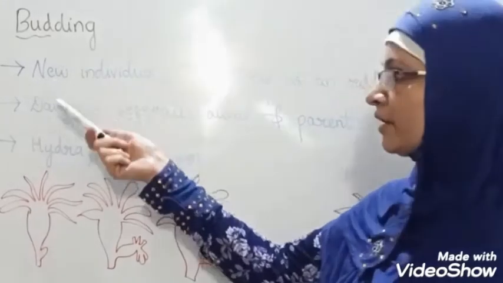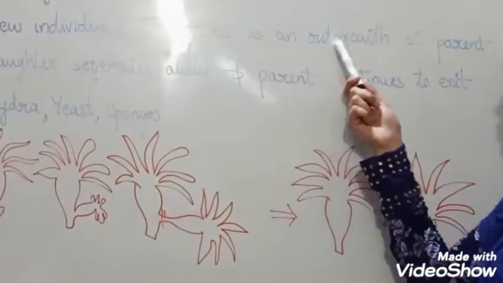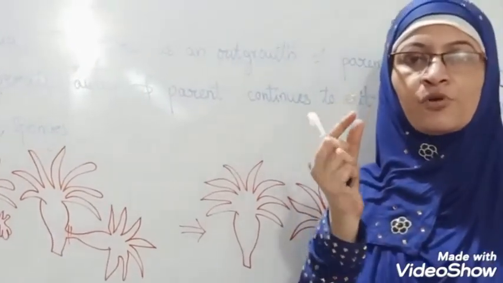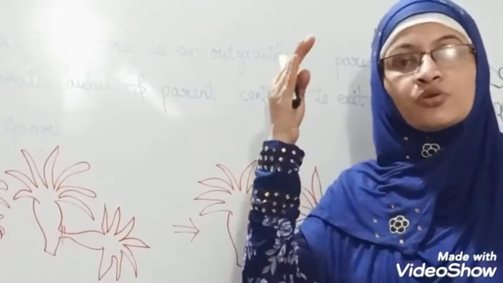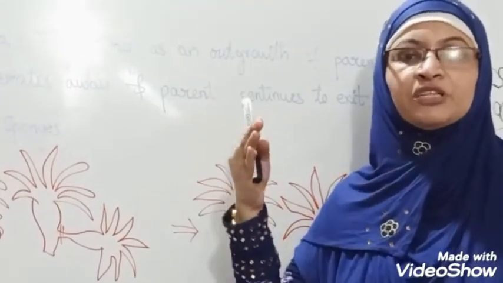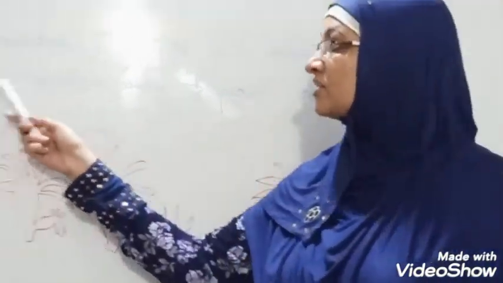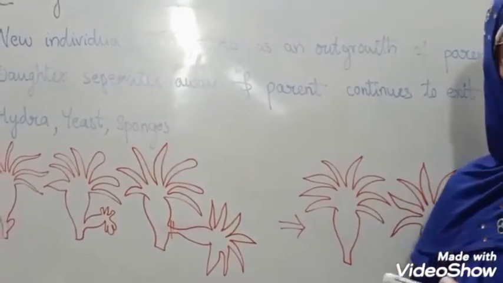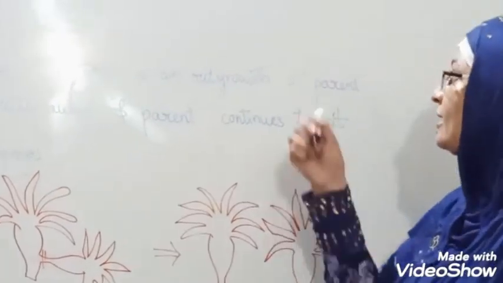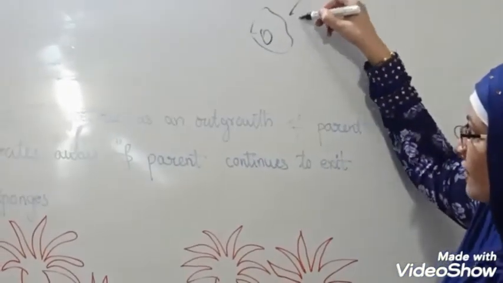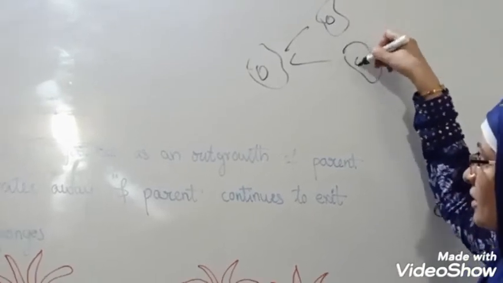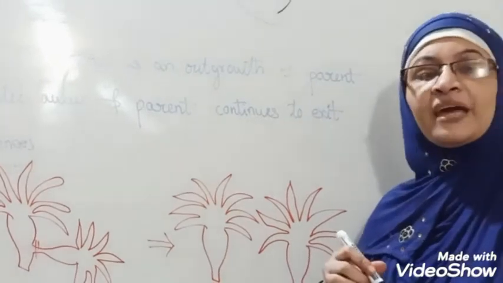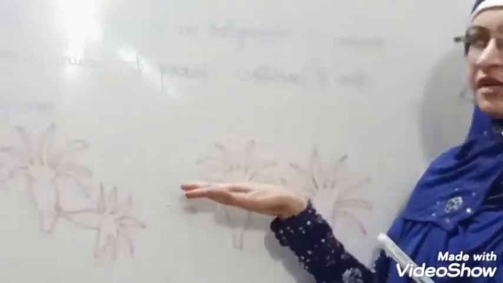So what is budding? New individuals are formed as an outgrowth of the parent. On the parent body, it is not usual. It comes like a small outgrowth or bump-like structure which grows further and further, and when it matures, it divides. The daughter cell separates away from the parent, which continues to exist. In amoeba and binary fission, what we have seen is that an amoeba divides into two daughter cells, so no more parent cell exists. But in budding, the parent cell will also exist and the daughter cell will also exist.